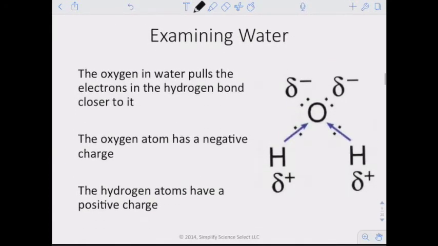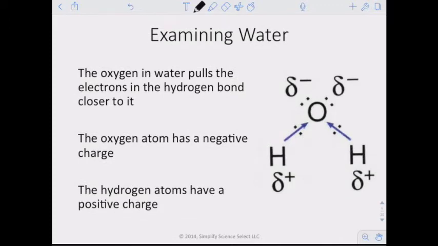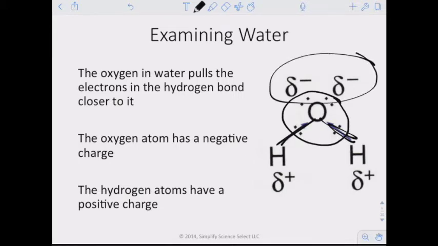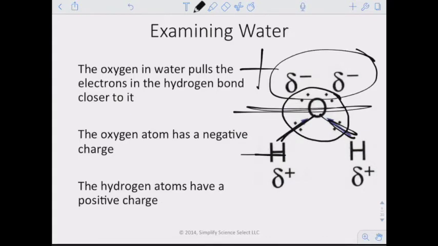Examining water a little more closely, the oxygen in water pulls the electrons in the hydrogen bonds closer to it, because oxygen has a very high electronegativity. What this does is give the oxygen atom a high negative charge, and the hydrogen atoms have a positive charge. So essentially we have positive up here and negative down here. We have that positive and that negative, which gives water some unique properties.